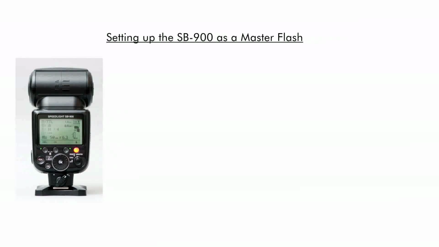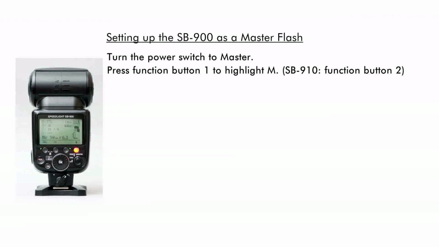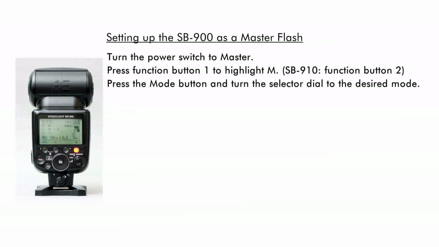To set up an SB900 flash to work as a master flash, first turn the power switch to master while holding down the button in the center. Then press function button 1 to highlight the M on the LCD. On the SB910, press function button 2. Now press the mode button, then turn the selector dial to choose the desired mode. Press the OK button to confirm the setting.